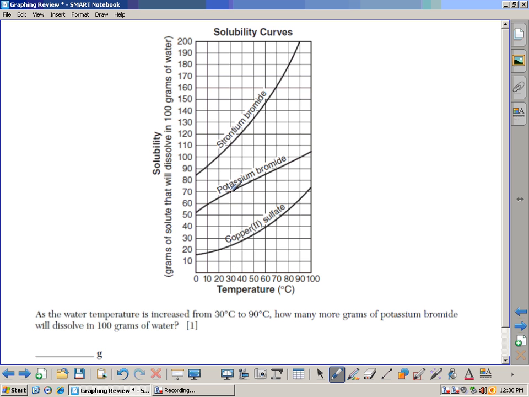So we're going from this point on the graph, and then if we follow the 90 up, we're going to this point on the graph. We want to know how many more grams of potassium bromide will dissolve. Well, at 30, the value is going to be 70 grams. At 90, if we follow the graph over, it says 100 grams will dissolve in the water. So if we find the difference between those two, 100 minus 70, 30 grams more. 30 grams more potassium bromide will dissolve in 90-degree water versus 30-degree water.